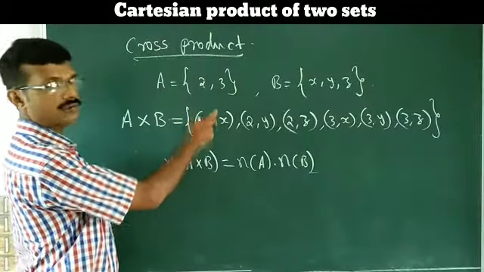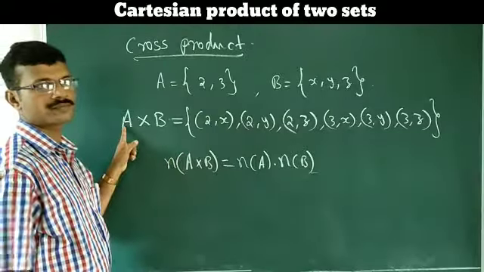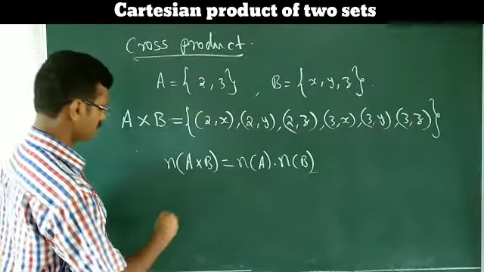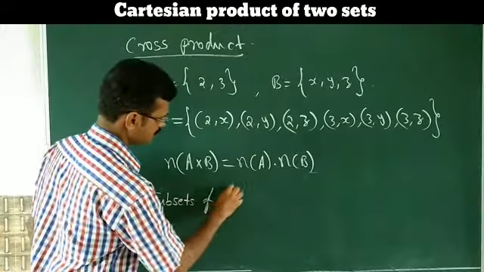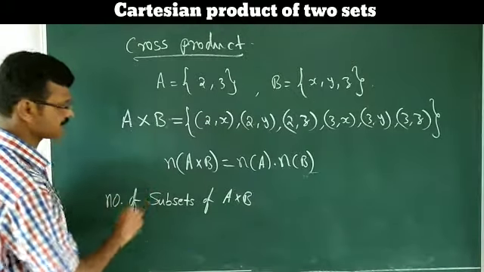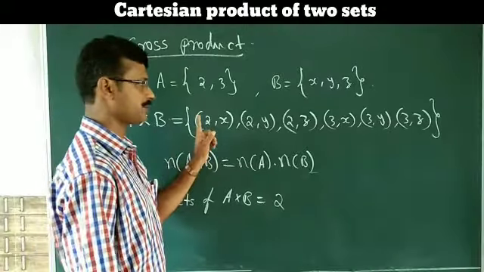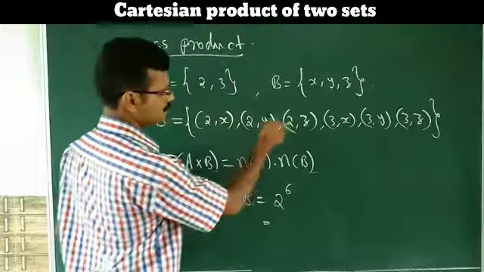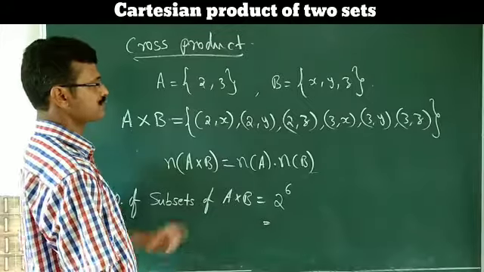Naturally, A cross B will have how many subsets? If you want to make the subsets of A cross B, the number of subsets of A cross B is equal to 2 to the power, if you see here, how it is coming? 6. 2 to the power 6. See 1, 2, 3, 4, 5, 6. It will come 2 to the power 6 elements also.